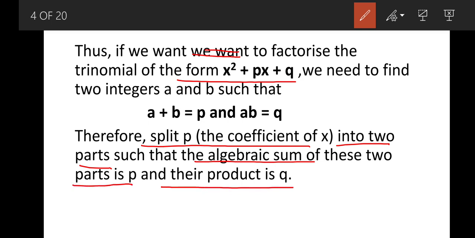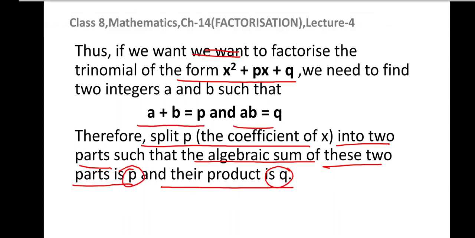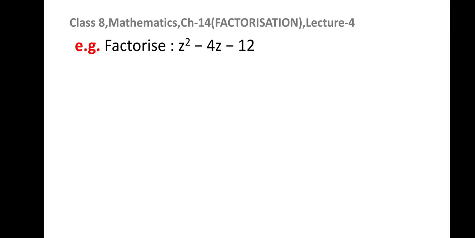That is what I have explained in the previous slide. So you need to split p, that is the coefficient of x, into two parts such that algebraic sum of those two parts is p and their product is q. That is, a plus b should be equal to p and ab should be equal to q. So let us understand this with the help of an example.